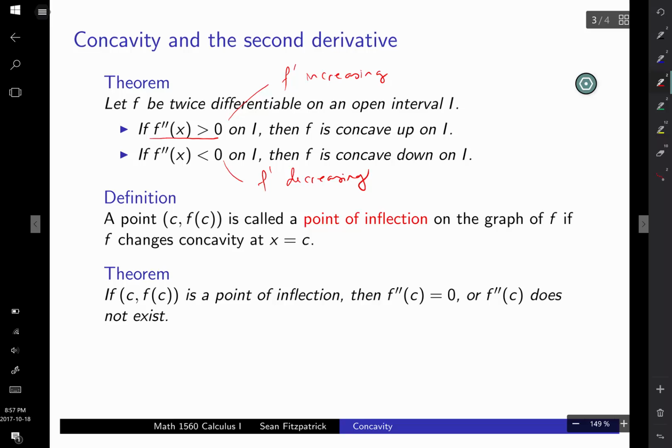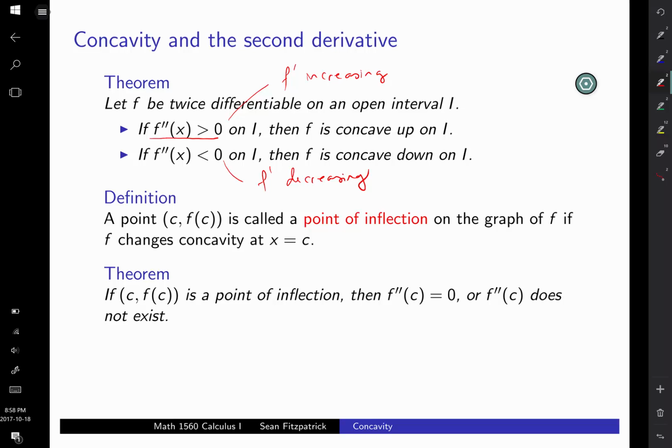And we know that's what it means for our graph to be concave down. Okay, and of course, one of the things that would be of interest is if your graph is going to switch from concave up to concave down. So if your first derivative is going to switch from increasing to decreasing, meaning that the second derivative is changing sign from positive to negative or from negative to positive, then you have what's called a point of inflection, right?